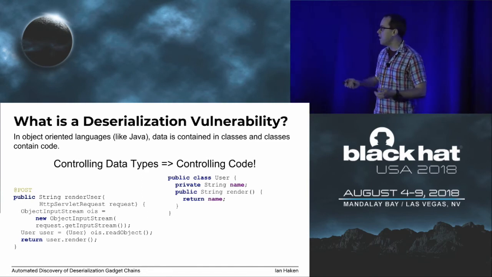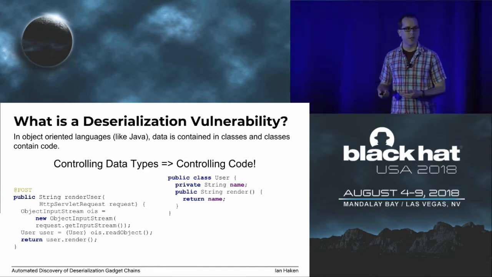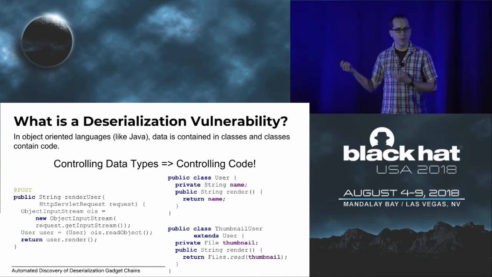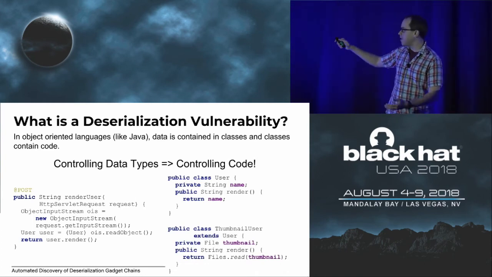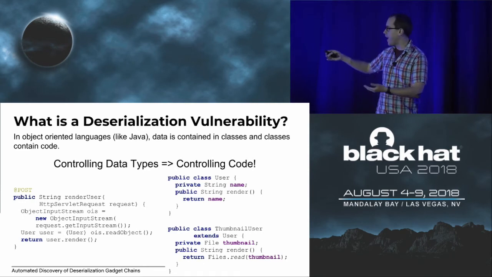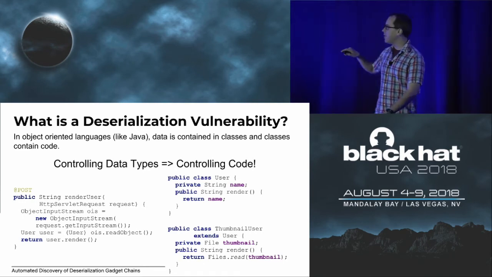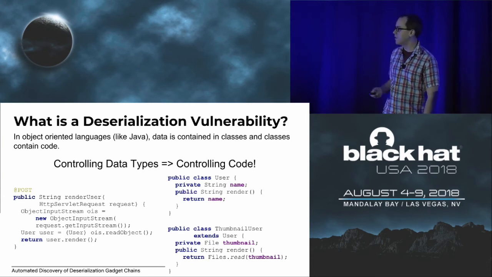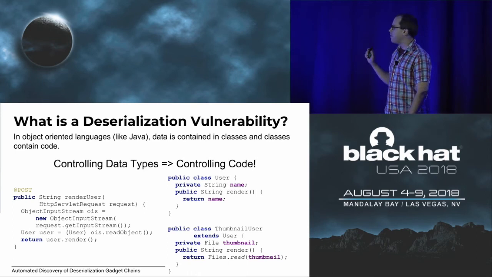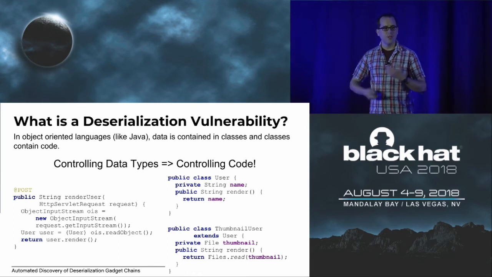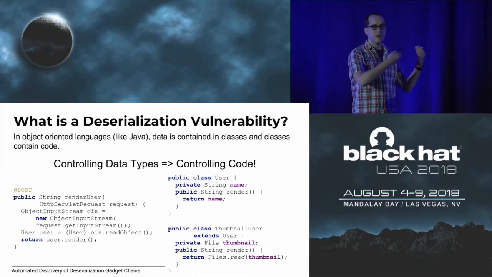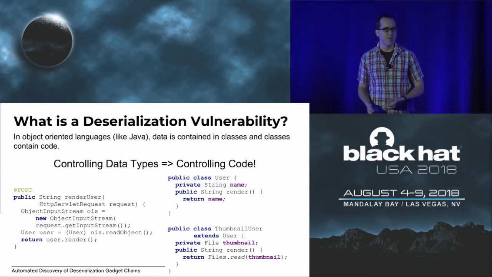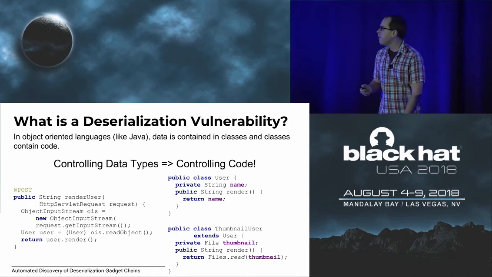It's totally innocuous. But where you get into a potentially dangerous place is if the application has something like this on the class path as well, a thumbnail user. In this case, this is maybe a user that has a thumbnail, which is a path to something on disk. That means that if an attacker can serialize this thumbnail user class and pass it into this post body, then they can read any file off the disk. This is what I mean by if an attacker can control your data type, then they might be able to directly influence what code gets executed and potentially do something unintended.